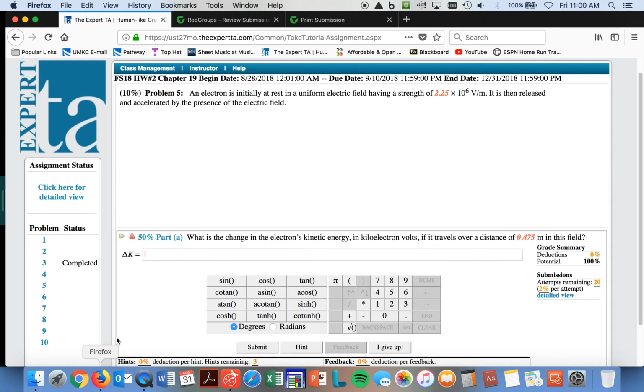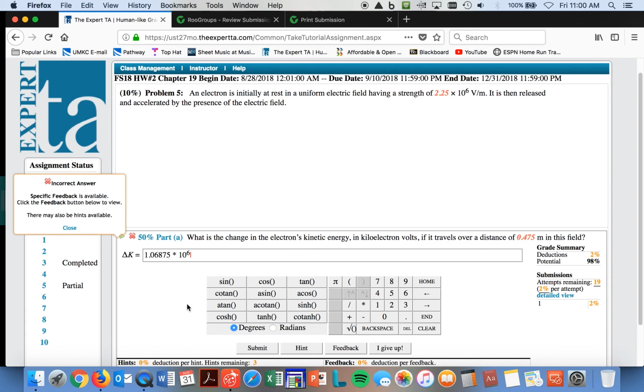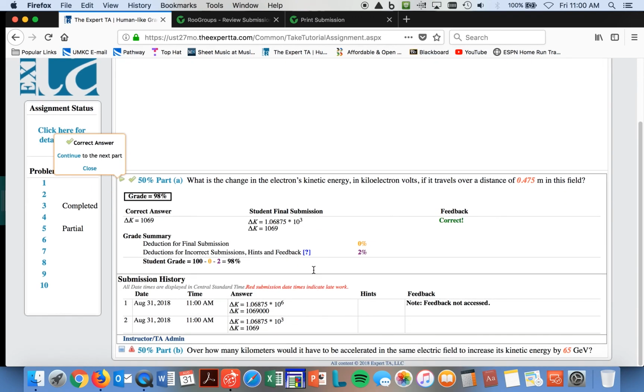Don't believe me? Here comes a mic drop, you ready? Oh, kilo electron volts. Kilo electron volts. To the third. Boom. What was part B?